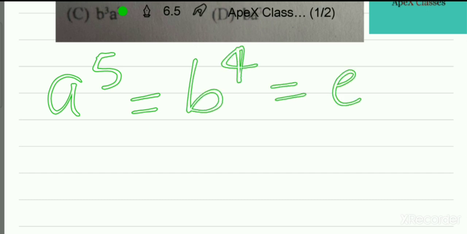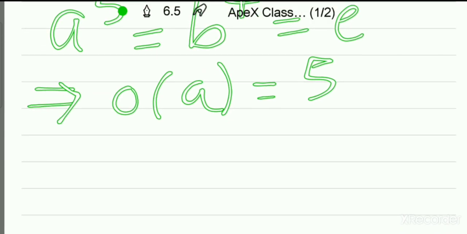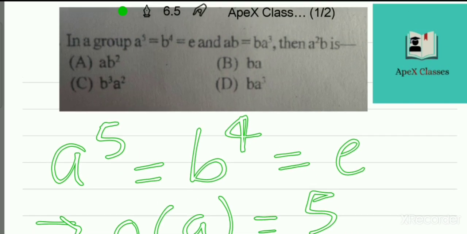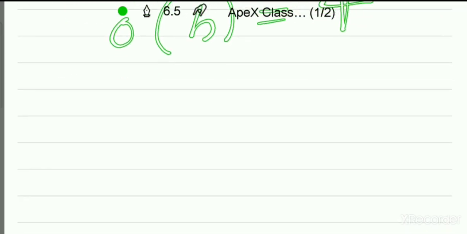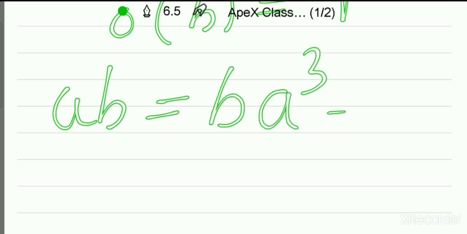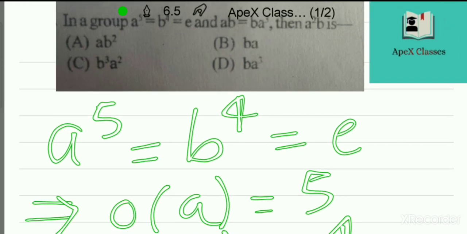E means identity, so this implies the order of a is equal to 5 and order of b is equal to 4. Now the relation given is ab is equal to ba raised to the power 3. So let this be equation number 1. And the value which we have to find is a square b.